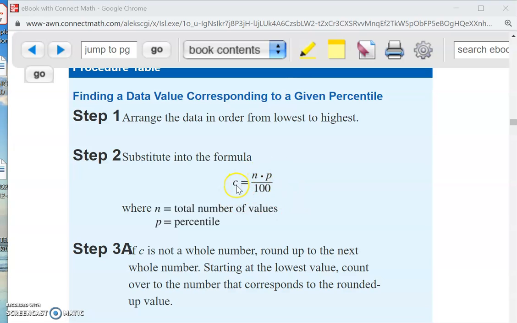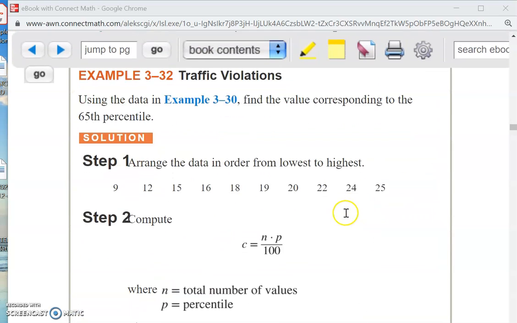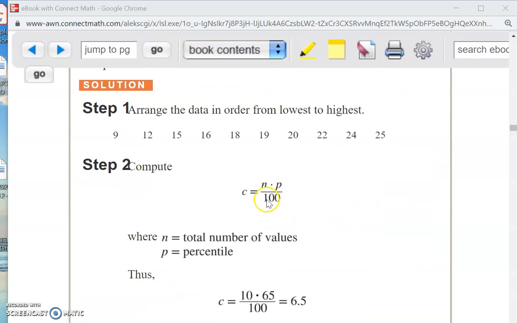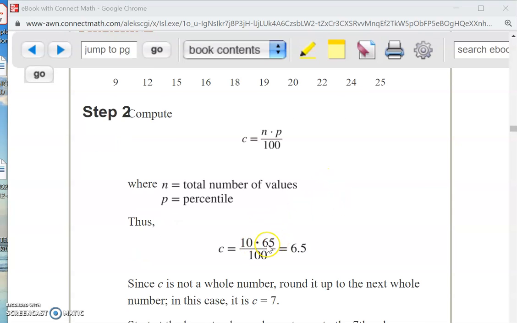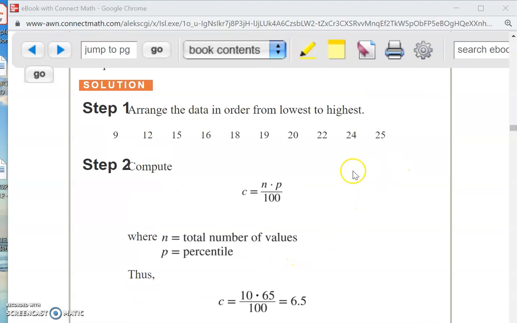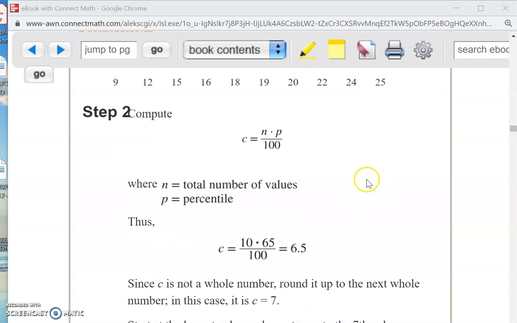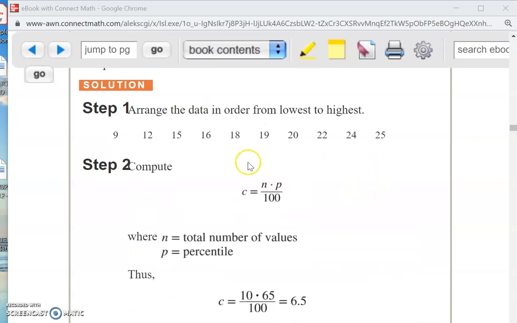Okay, we're going to look for C. Think of C as it stands for like coefficient or something. Okay, so C is equal to N times P divided by 100. N is the total number of values. There's 10 of them. P is the percentile that I'm looking for. So what I'm looking for is the 65th percentile. So it's 10 times 65 divided by 100. That's 6.5. So 6.5 is where we're at. This is number 1, this is number 2, this is number 3, this is number 4, then number 5, number 6, number 7, number 8, number 9, number 10.